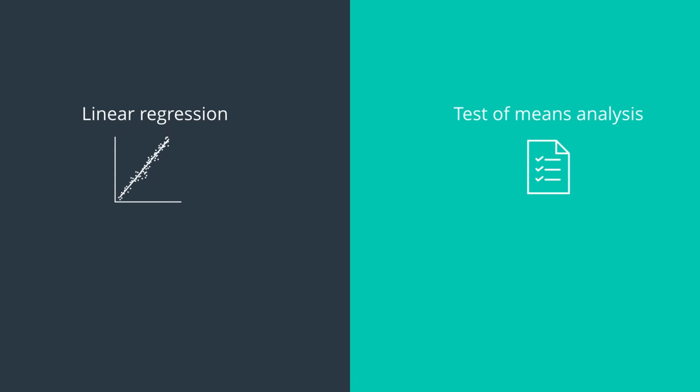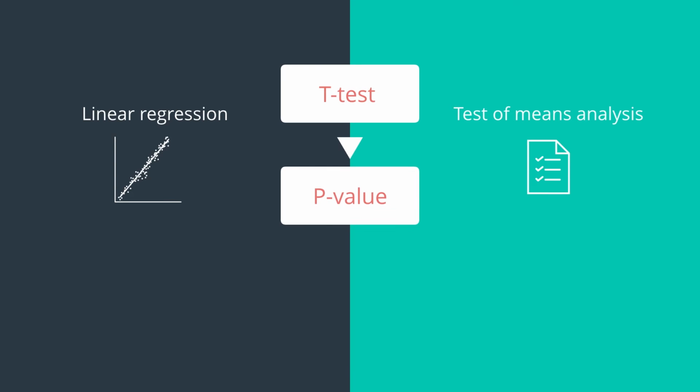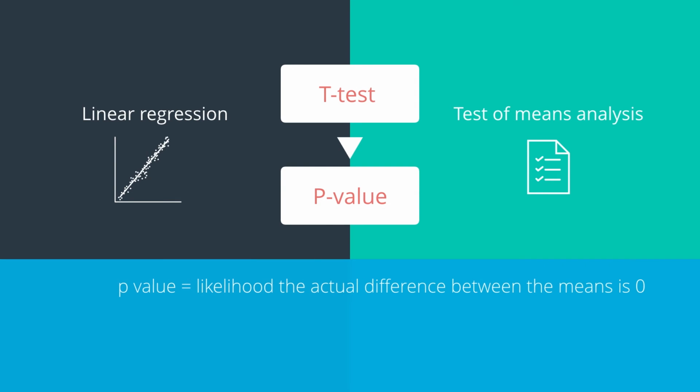Similar to linear regression, a test of means analysis includes a t-test, which gives you a p-value. Just like in linear regression, the p-value tells you the likelihood that the actual difference between the means is 0. Generally, if the p-value is below 0.05, indicating a confidence interval of 95%, the difference in means is considered statistically significant. Using a t-test is especially important when working with smaller data sets. Seemingly large differences in means are much more likely the result of random variation in small data sets. Let's take a look at an example.